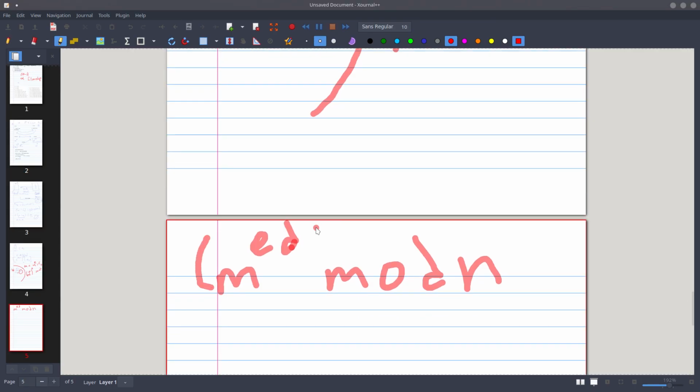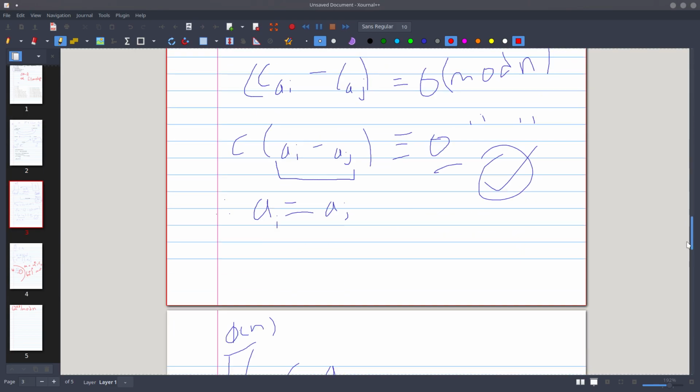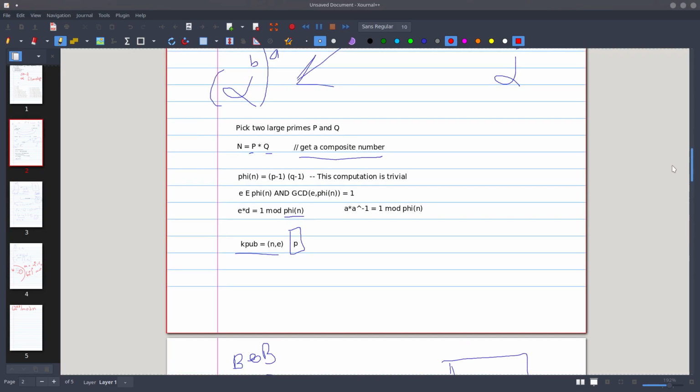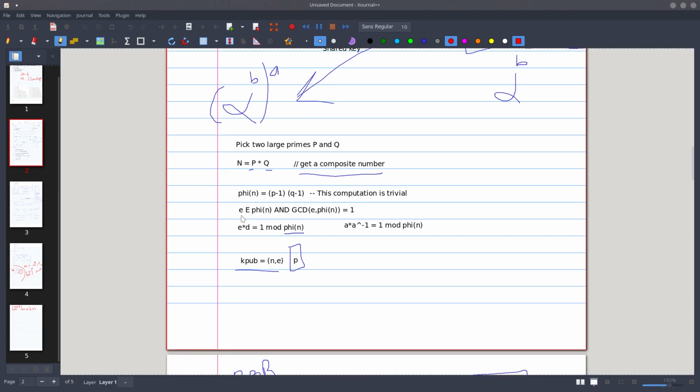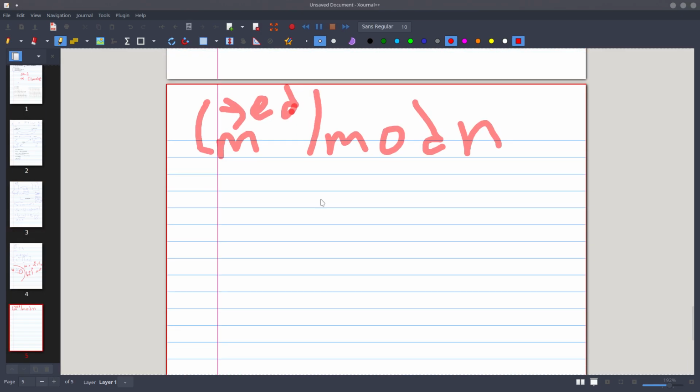Now, what is this guy here? So now we can do substitution again. What is e times d? We actually computed this before. If you come up here, somewhere here. Here it is. Yeah, e times d is defined as 1 modulo phi of n. That's the definition of the inverse, okay?